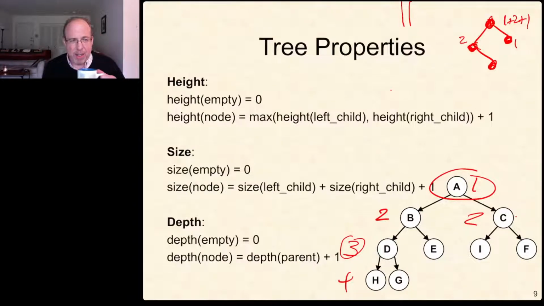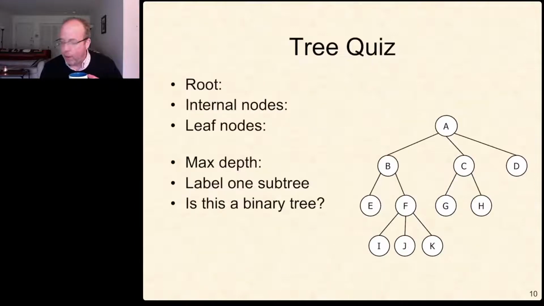Okay, I think that's the definitions. There might be one more. Let's see. Nope, we're good. So let's take a minute. Take maybe a couple minutes on your own and write down what the root is, what the internal nodes are, what the leaf nodes are, and what the maximum depth of this tree is. Pick any subtree and label it, and then answer the question, is this a binary tree? It's about 12:19 for now. I'm going to give you a few minutes to think about it. Manish, hold on to questions for a minute, because I want to give people a chance to work through this themselves, and then we'll come back and answer all of them together.